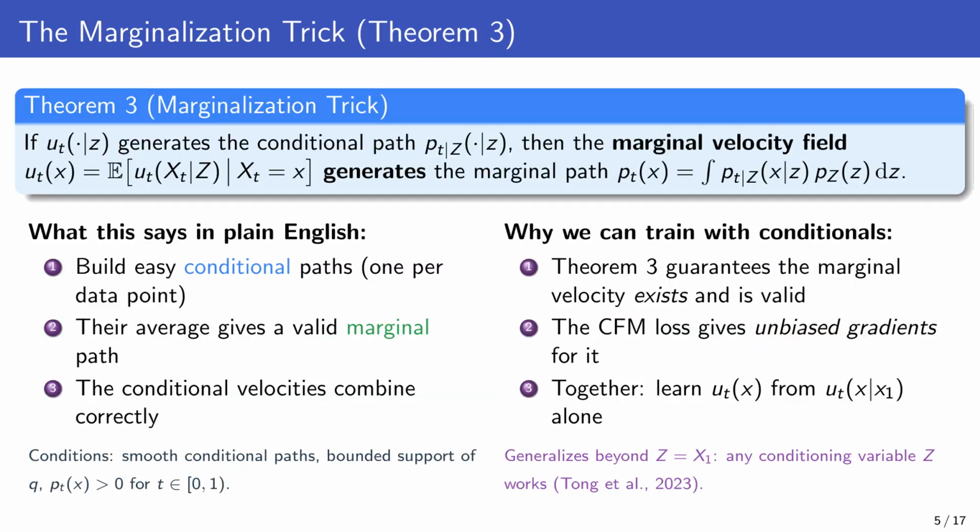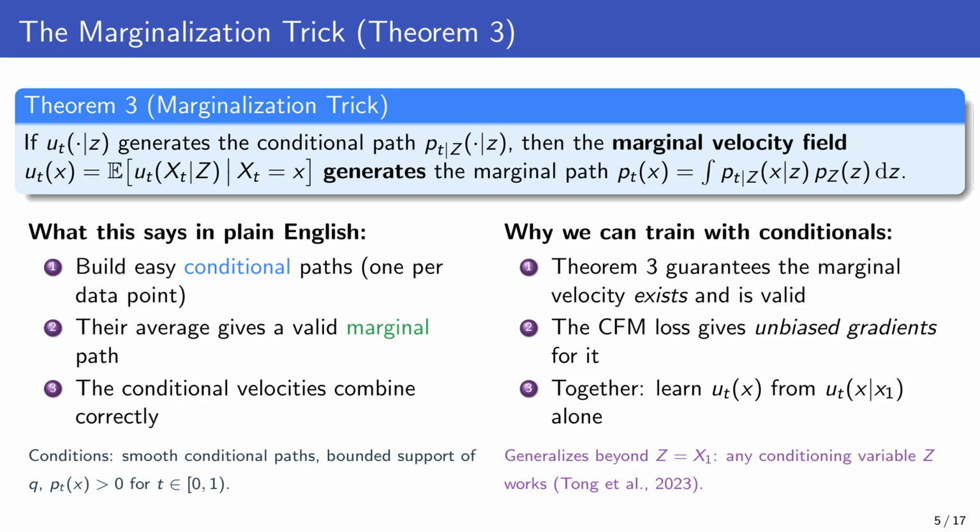This is the marginalization trick, which is Theorem 3 in the tutorial paper. It is the mathematical backbone of the entire flow matching framework. The theorem says, if you have a collection of conditional velocity fields, each of which generates its own conditional probability path, then the marginal velocity field, defined by averaging these conditional velocities, automatically generates the marginal probability path.